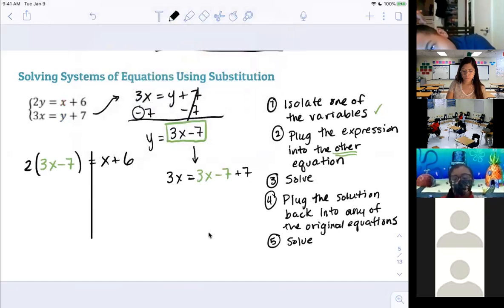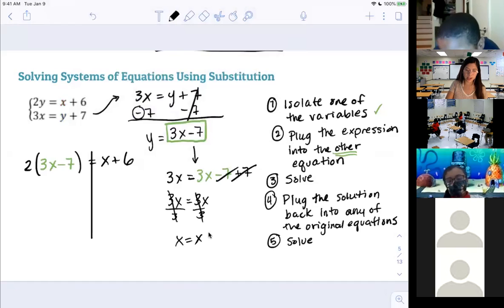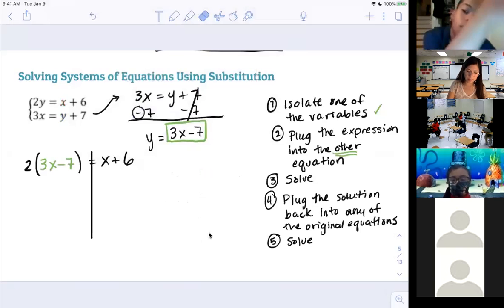It's an endless loop, because this cancels out. So you have 3x equals 3x. The 3's cancel out when you divide. So you just end up with x equals x, which doesn't give you anything. That doesn't give me an answer. Okay, so that's why you have to plug it in, not into the same equation, but into the other equation.